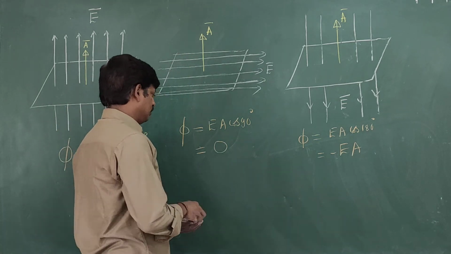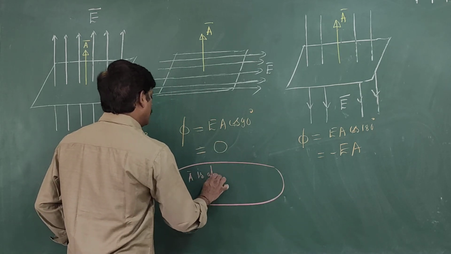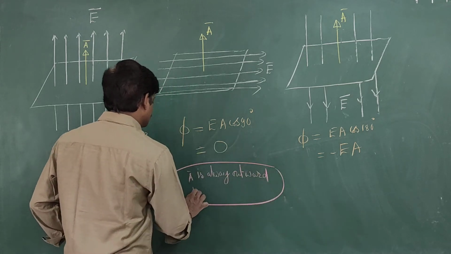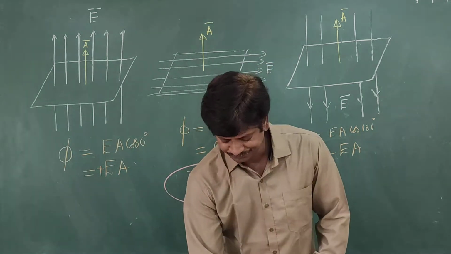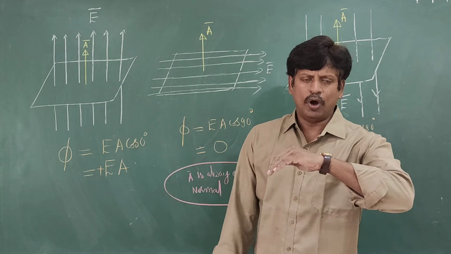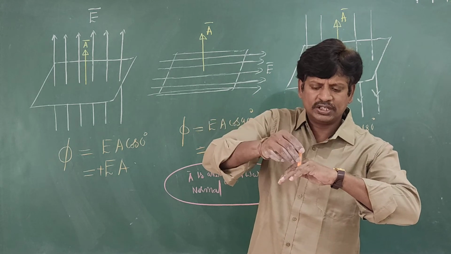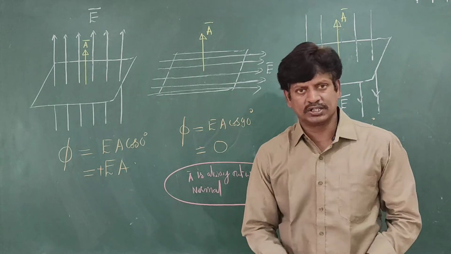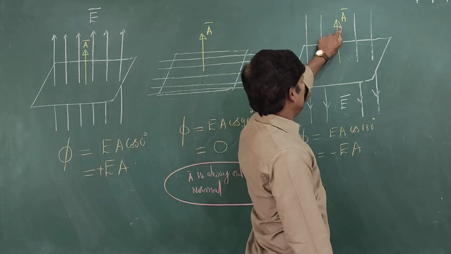Please keep this point in your mind that area vector is always outward normal. Always what? Outward normal. You should never take inward normal. For example, if this is an area, let's say imagine my hand is an area. If I want to take area, I should not take normal into the area. I should take the area vector away from the surface. Outward normal. We should never take inward normal. Let's say in this case A bar is outward normal, A bar is outward normal, A bar is outward normal.